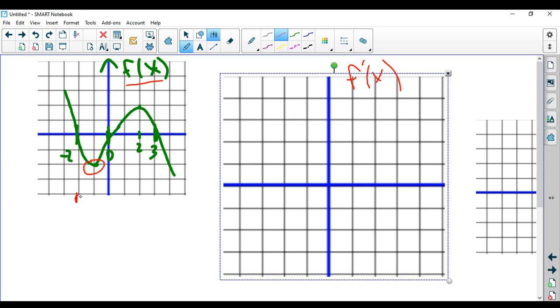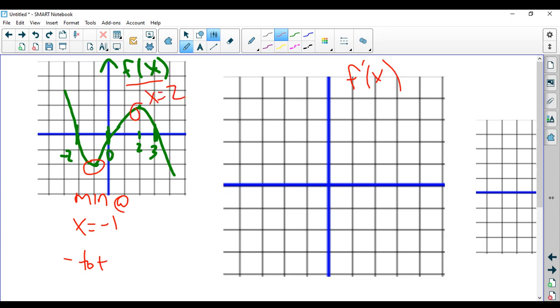We have a minimum at x equals -1, which means the first derivative goes from negative to positive. We have a max at x equals 2, so we know the first derivative must go from positive to negative. That's the definition of a min and max. So those are the two key points.